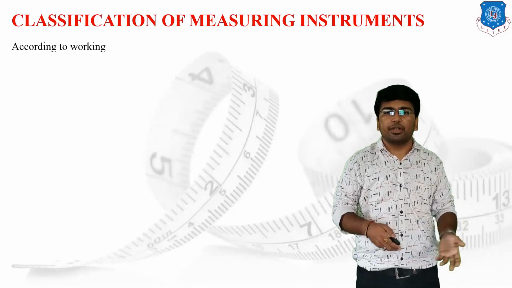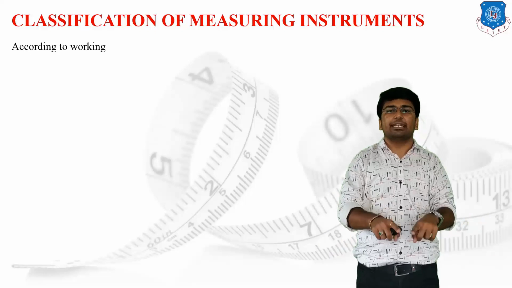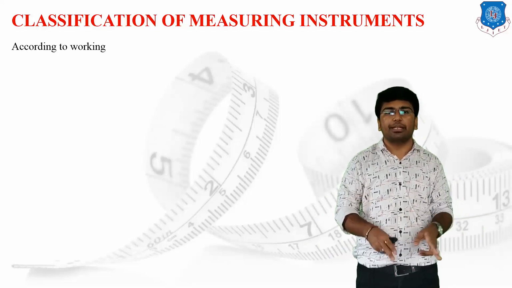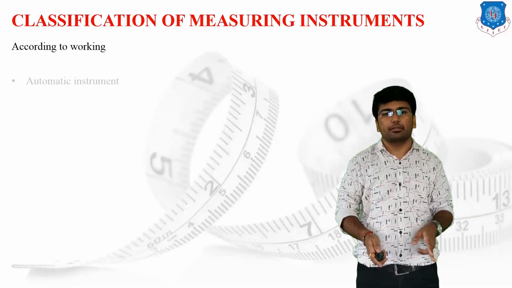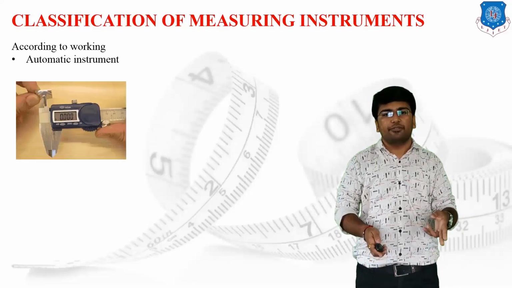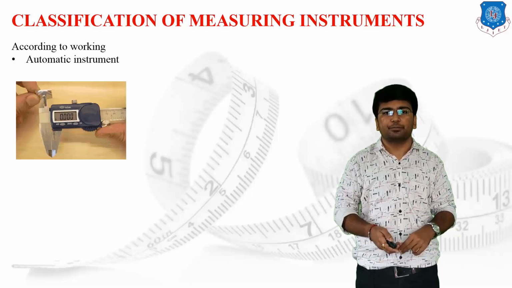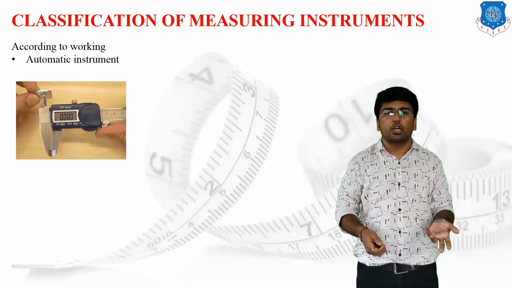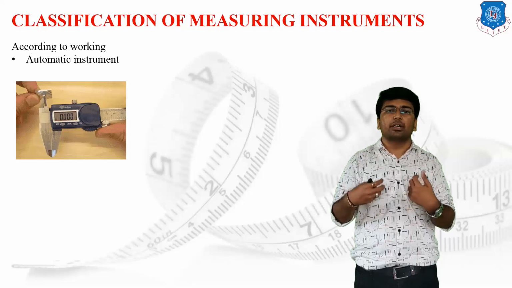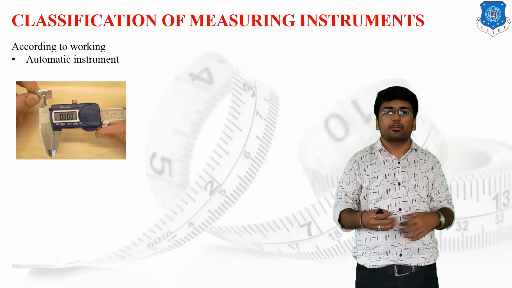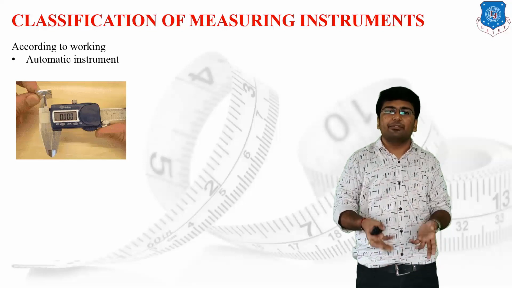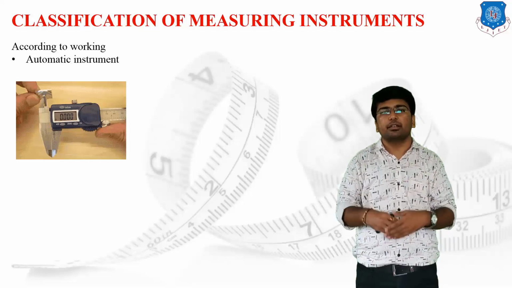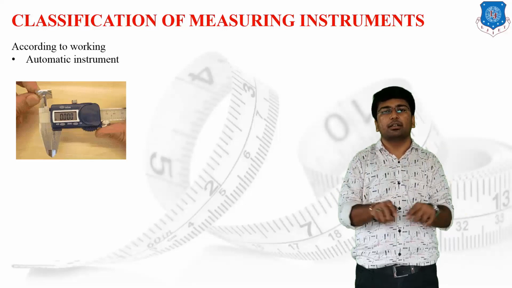On the basis of the working, we have classified the measuring instruments into two different categories. The first one is the automatic instrument and the second one is the manual instrument. In the automatic instrument, we are supposed to provide some kind of electronic circuit configuration by which it can directly calculate the dimension. It will just give the reading in terms of digital display.